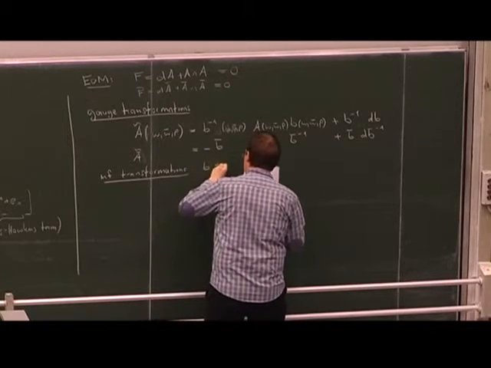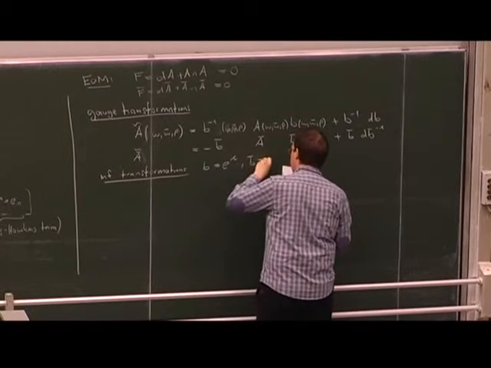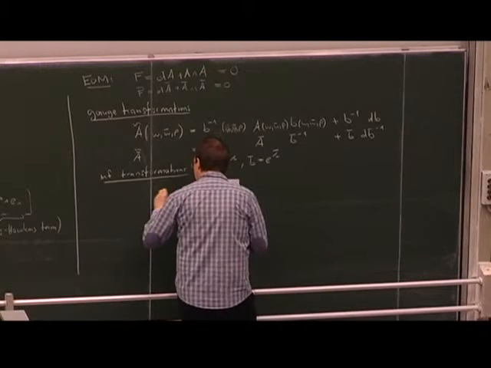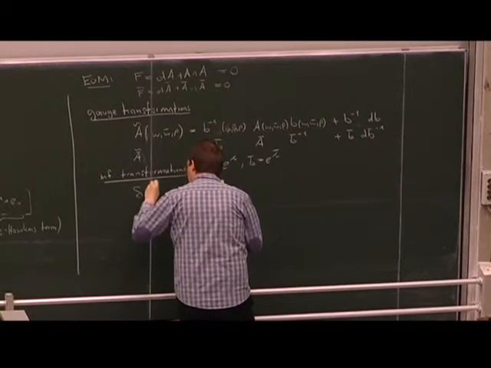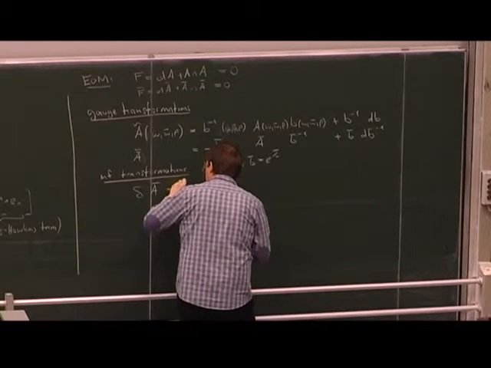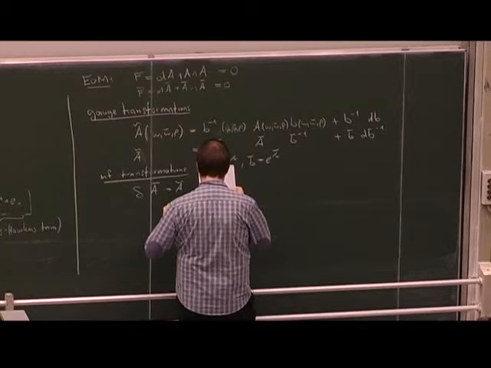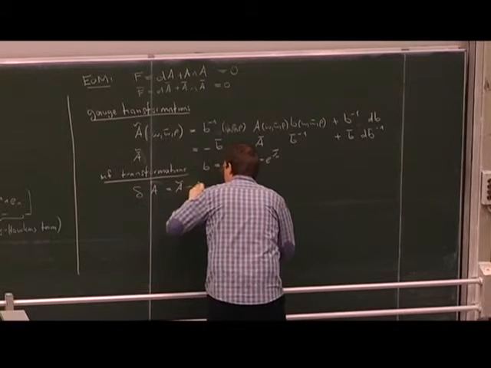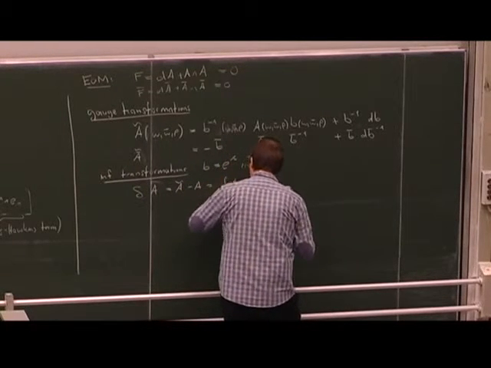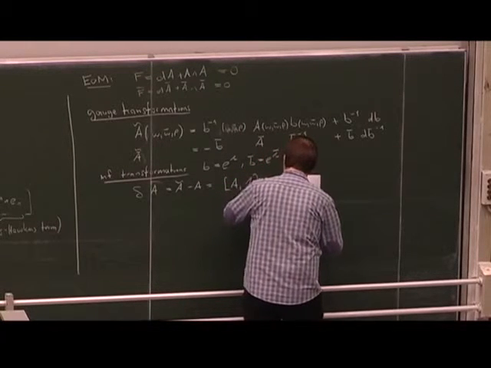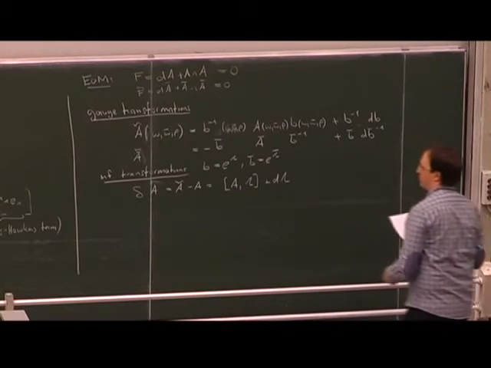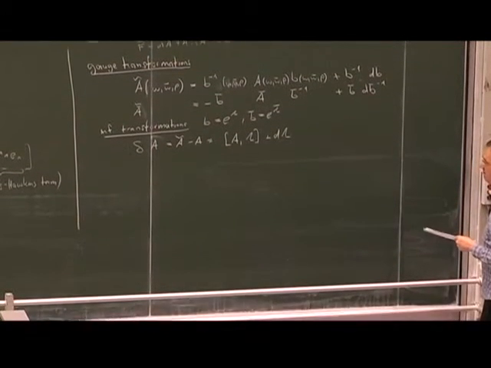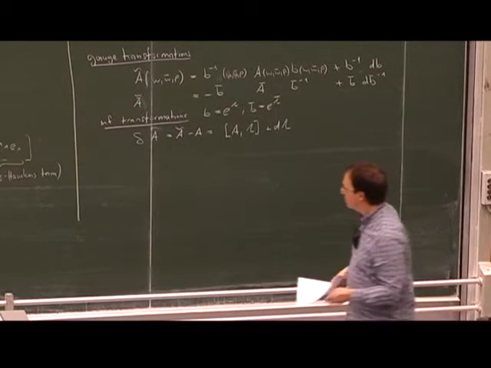So you can say B is like e to the omega, and B bar is e to the omega bar, and just look at the two transformations to first order. Then what you get is that delta A is A tilde minus A, and so what this is, it's A comma lambda plus D lambda. And of course you can also do it for the barred connection. Okay, good, so this is Chern-Simons theory.